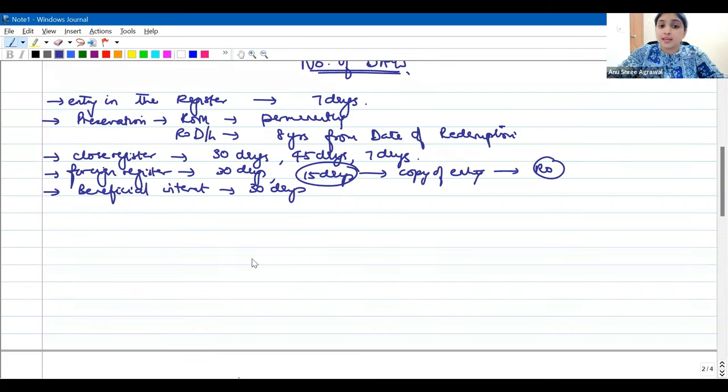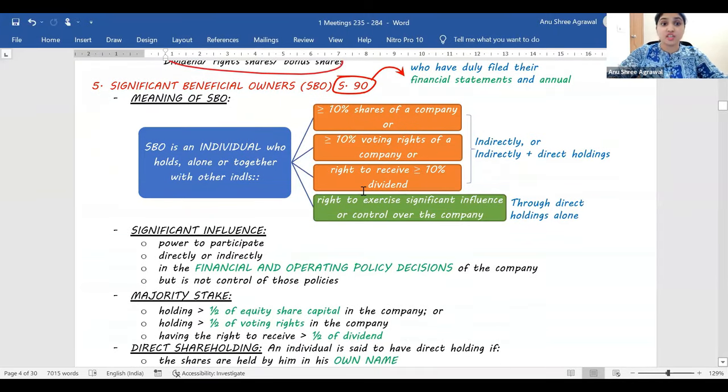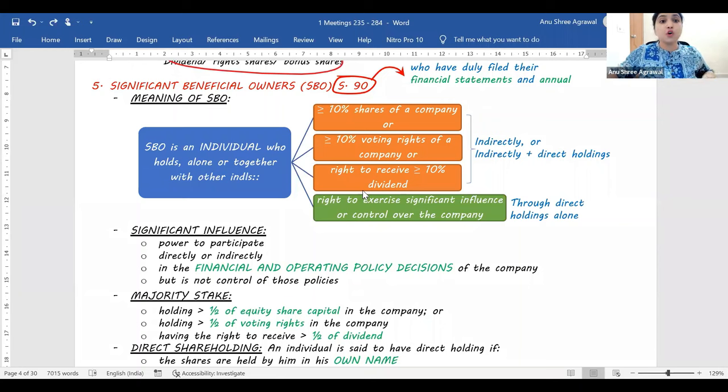Now, let us go to the next discussion, our next section, Section 90, Significant Beneficial Owner, SBO. First of all, who is an SBO? An SBO is an individual. What kind of an individual?